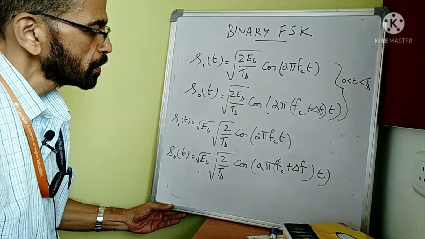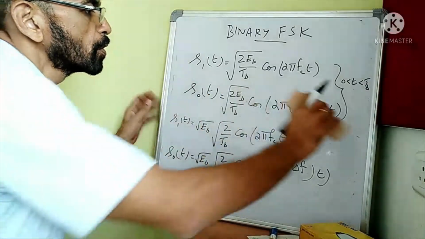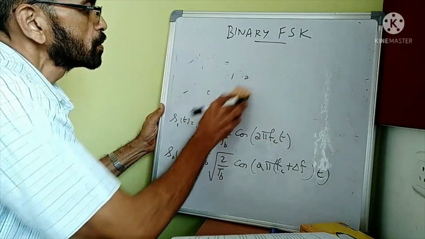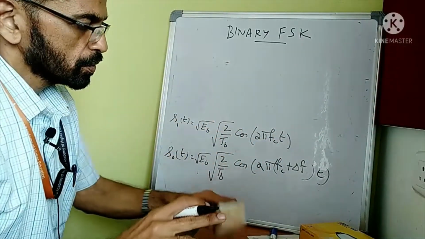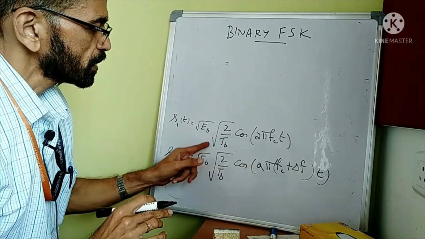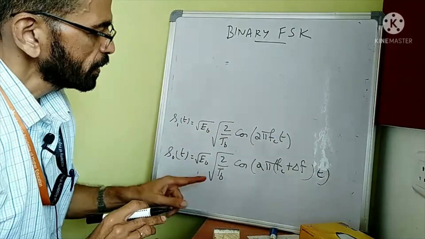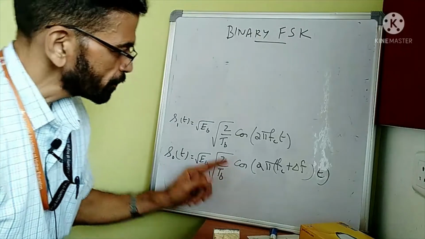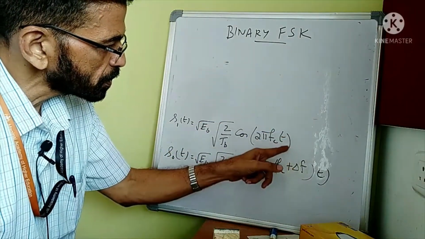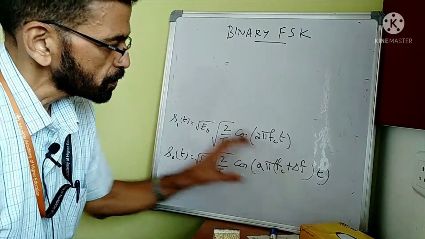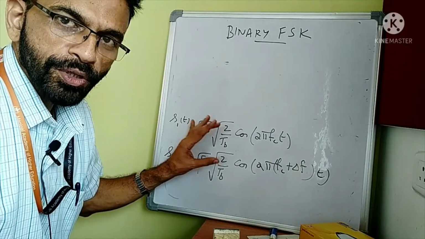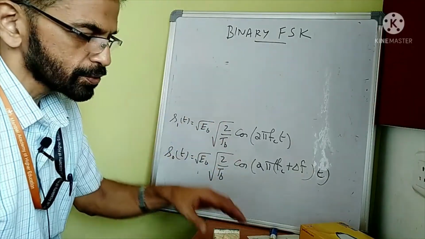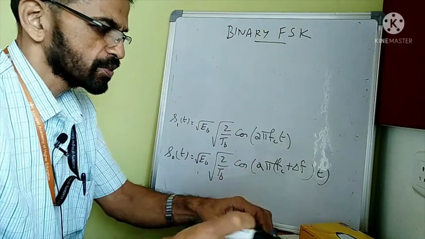And we can now identify this as one of the basis functions and this as the other basis function, and we have already seen that these two are orthogonal to each other, and the energy of this is 1, energy of this is also 1. So these two together form an orthonormal set of two functions.